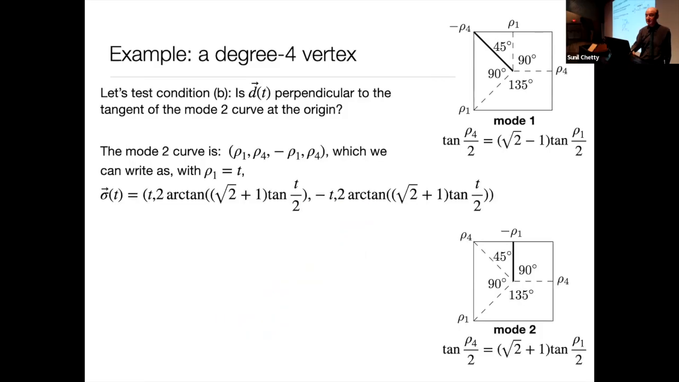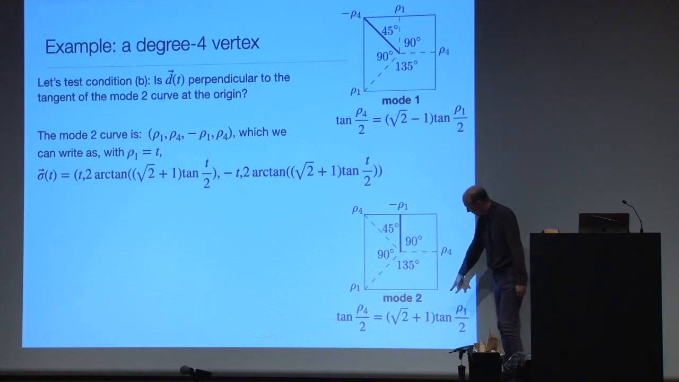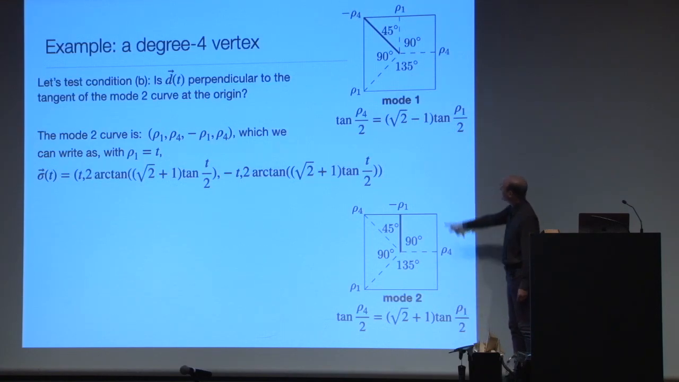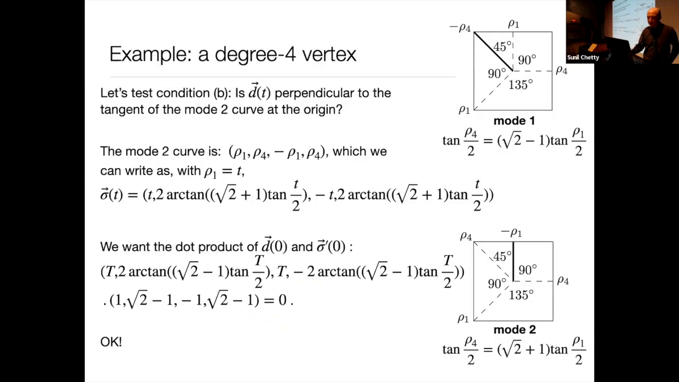Don't believe the lies. Okay, so here I'm calling sigma of t the mode 2 curve. It's very similar looking to the mode 1 curve, but actually, this is the mode 2 curve down here. Instead of root 2 minus 1, you have root 2 plus 1. But again, that came from those equations from before. So what do we want to do now? I've got to take the derivative of that.